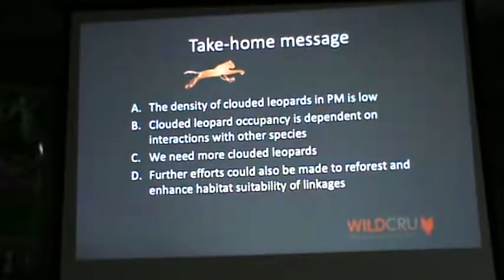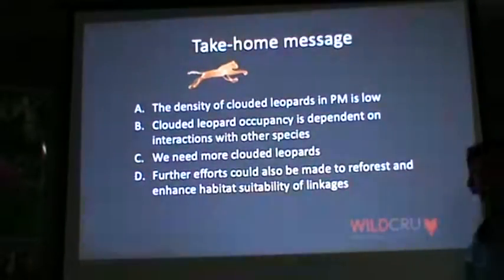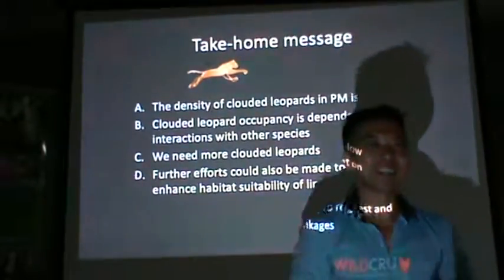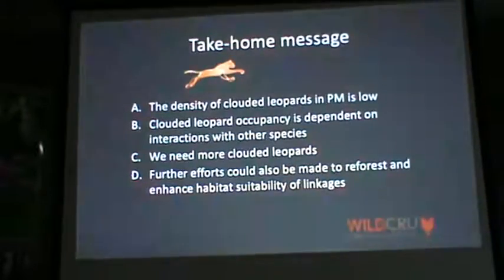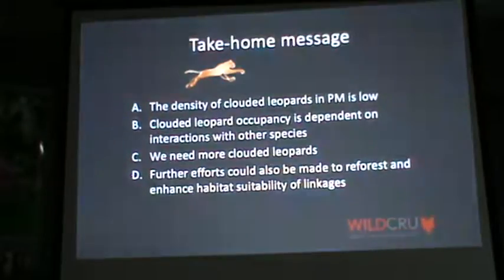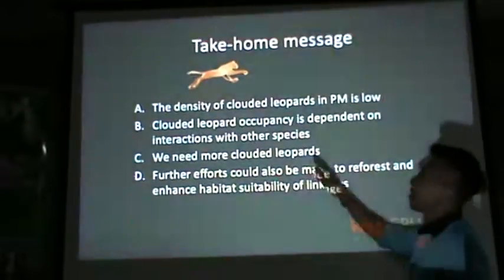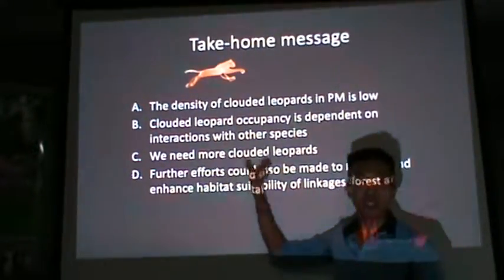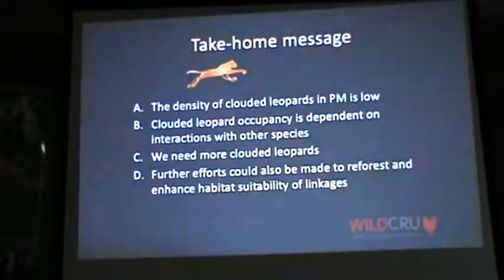5, 4, 3, 2, 1. This should be an easy one. So let's see what we've got. What is that, B and a D? This is your betting again. We did not look at other species. That was for prospects for further studies. So the answer is D.